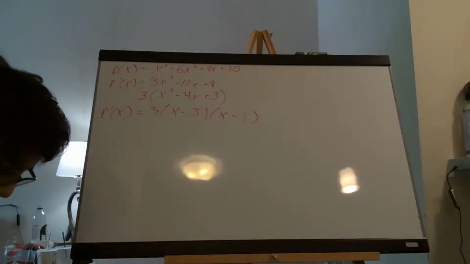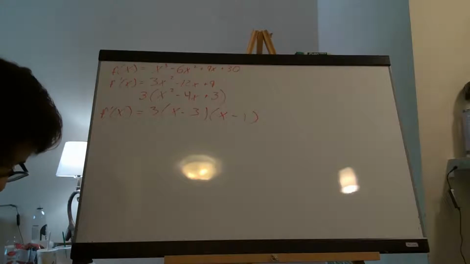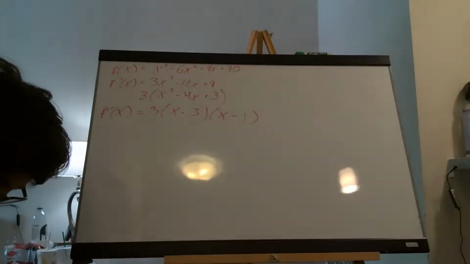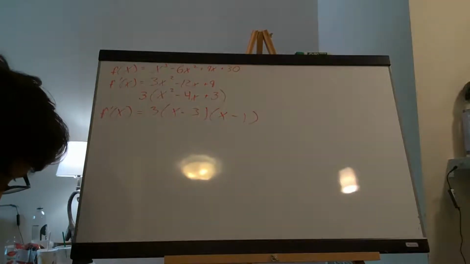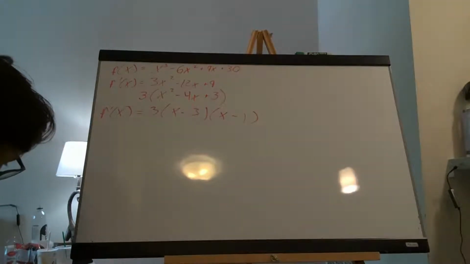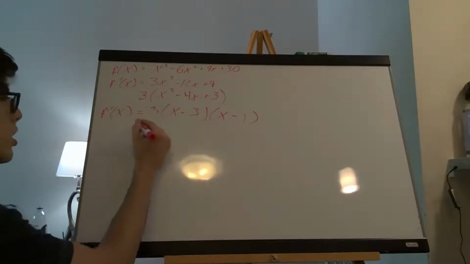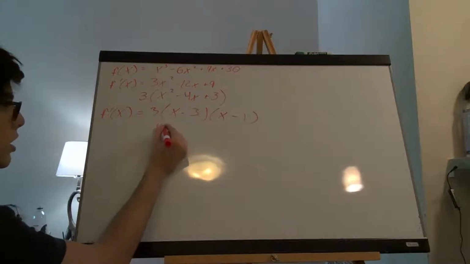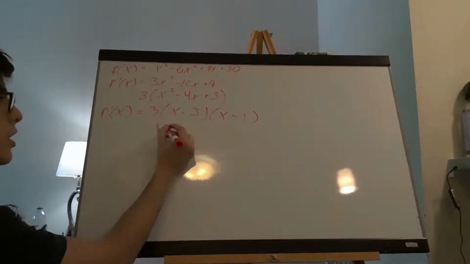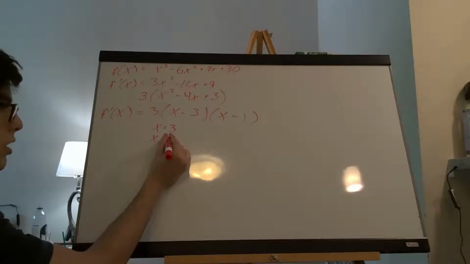All right, so now let's see. Oh, so you know what, guys? We are going to use the first derivative test for this one because it's so nicely laid out for us. So this is going to give us x equals 3 and x equals 1.